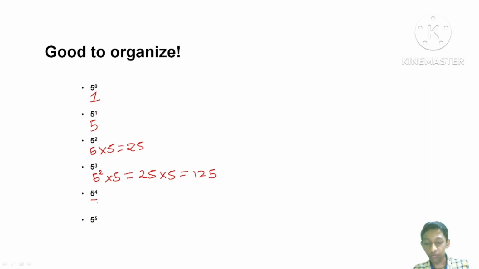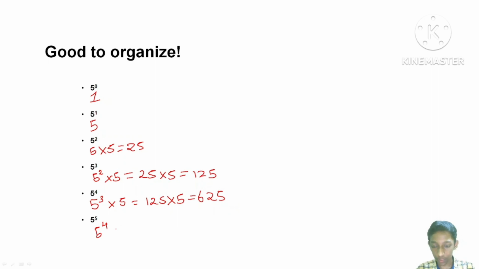5 raised to the power of 4 is 5 raised to the power of 3 into 5, which is equal to 125 into 5, that is equal to 625. 5 raised to the power of 5 is 5 raised to the power of 4 into 5, that is 625 into 5, which is equal to 3125.